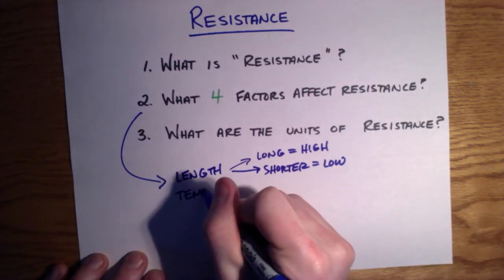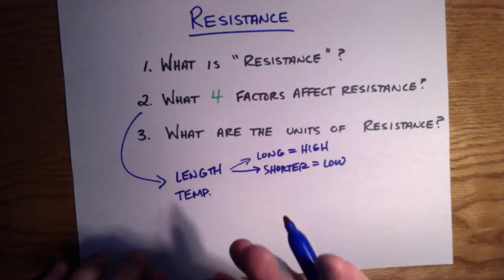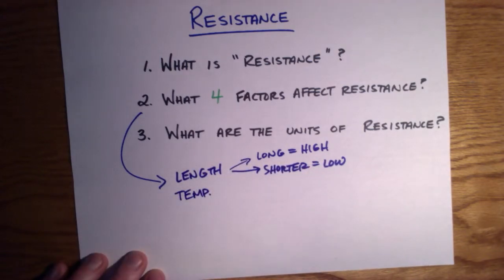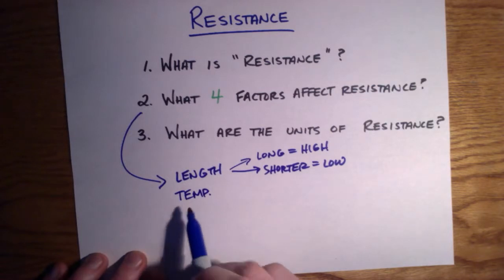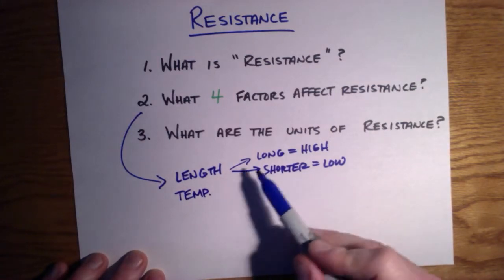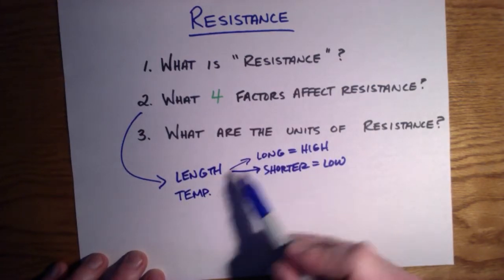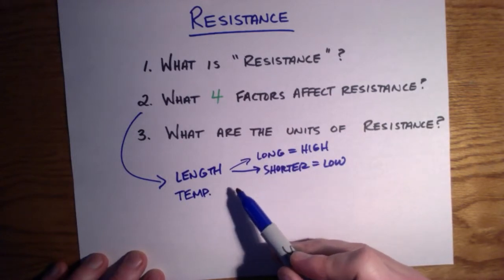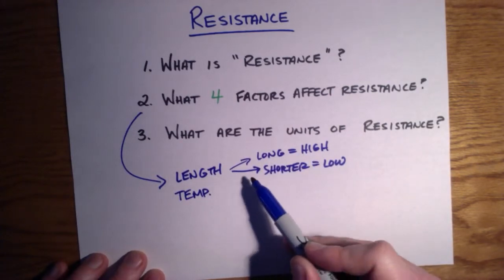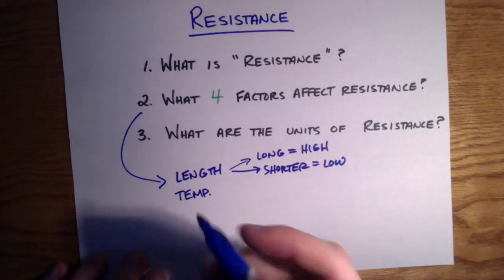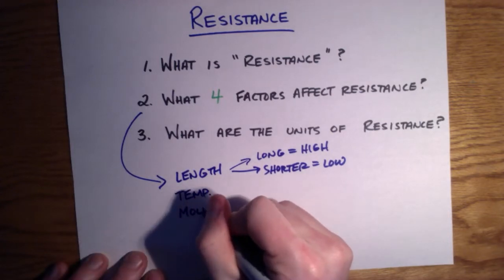We also have temperature, which we just discussed. The higher the temperature, the higher the resistance. The lower the temperature, the lower the resistance. And that has to do with the fact that these molecules are vibrating either violently back and forth, and it's much harder to get past them, or they're vibrating not nearly as much, and it's a little bit easier to try and get around without bumping into them.